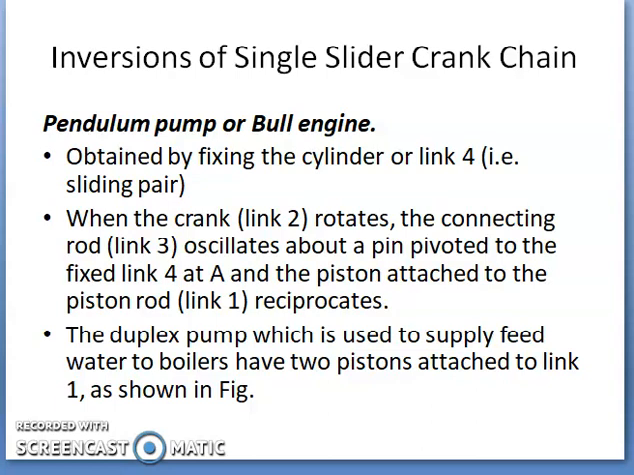Now we can see the various inversions of the single slider crank chain. If we fix the cylinder, or link 4, then we get the pendulum pump or the bull engine. Here you can see when the crank, that is link 2, rotates, the connecting rod 3 oscillates about the pivot on the fixed link 4 at A, and the piston attached to the piston rod reciprocates. The duplex pump, which is used to supply feed water to the boilers, has 2 pistons attached to link 1.